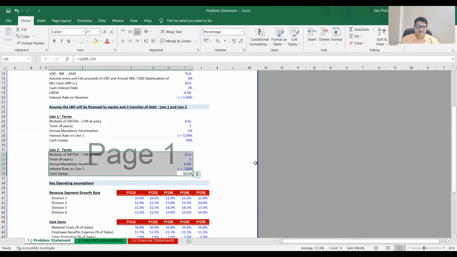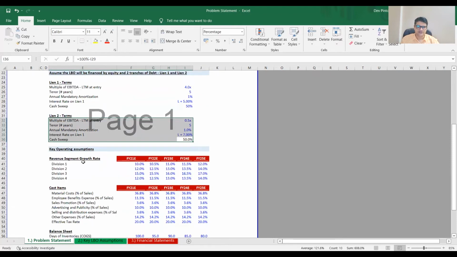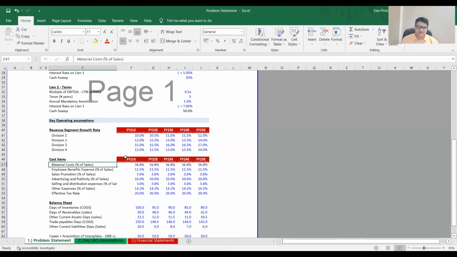So next, key operating assumptions. They've told us revenue segments. So it looks like the way we will break down revenues, there'll be 4 divisions, 1, 2, 3, 4. We don't know anything about them, and that's fine because they've given us the growth rate. So we don't even need to ask questions. That's not the purpose of this case. The purpose of this case is to illustrate how to build an LBO model. Next thing, cost line items. They've told us what to assume over the next 5 years, from FY 21 to 25. So again, we don't really have to think and just build the P&L seamlessly.